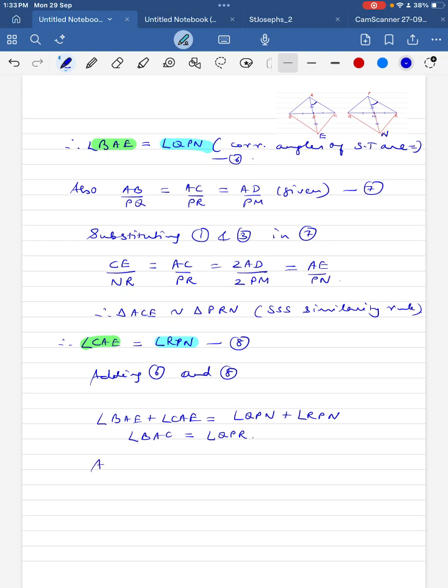Okay, so also we know that from what is given, AB by PQ is equal to AC by PR. That's given in the question. Okay, so therefore triangle ABC now becomes similar to triangle PQR by SAS similarity rule.